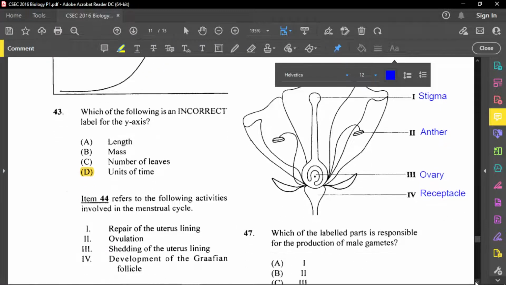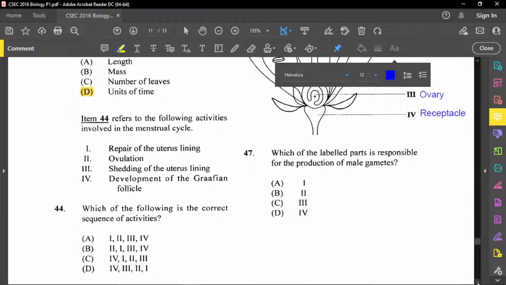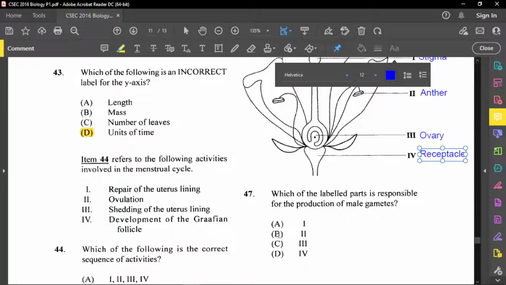And so right here it says, which of the labeled parts is responsible for the production of male gametes? Male gametes, which are pollen grains, are produced in the anther. And one bit of information for you to take home is that the anther will produce pollen, and each pollen grain contains 2 sperm cells. That's something that you need to know. Now, 47, oh, we did answer this. So the labeled part responsible for male gametes, let me just quickly highlight that, is the anther, and that is part 2.